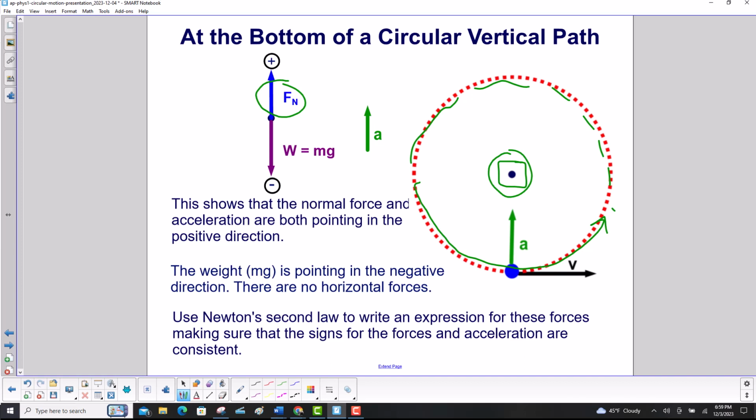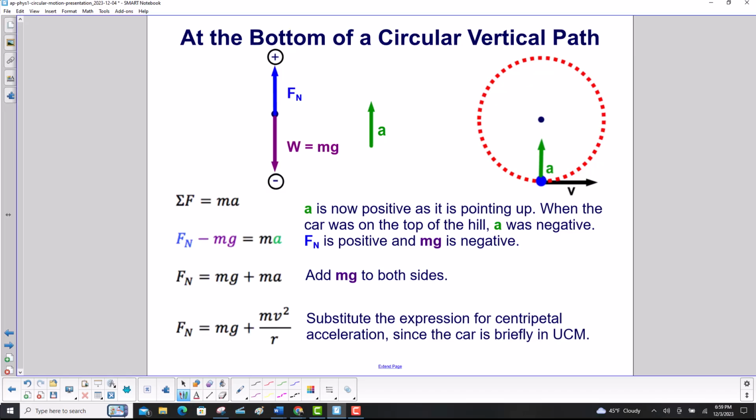Once again, use Newton's second law and make sure that the signs for the forces and acceleration are consistent. A, the acceleration, is now positive as it's pointing up. When the car was on top of the hill, a was negative. The normal force is positive and mg is negative once again. We put in our correct signs here. Solve just for the normal force, and then once again put in centripetal acceleration for the a.